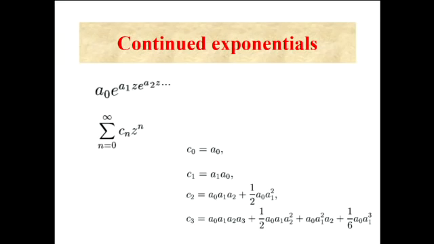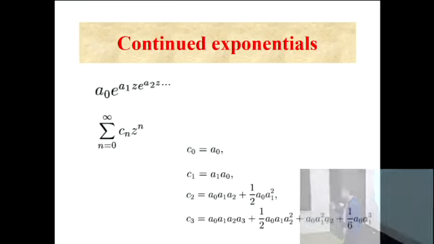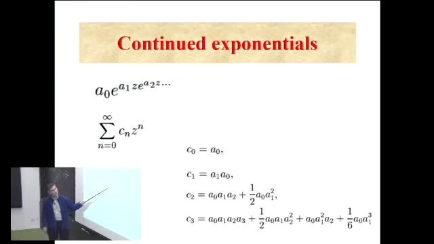If you Taylor expand this and require that Taylor series are unique, then what you learn is that C0 is A0, C1 is A1, A0, C2 is this, and C3 is that. You notice these formulas are getting more and more complicated, but they're all trivial. And there is a unique way to go from the C's to the A's and from the A's to the C's. Do you all see that?